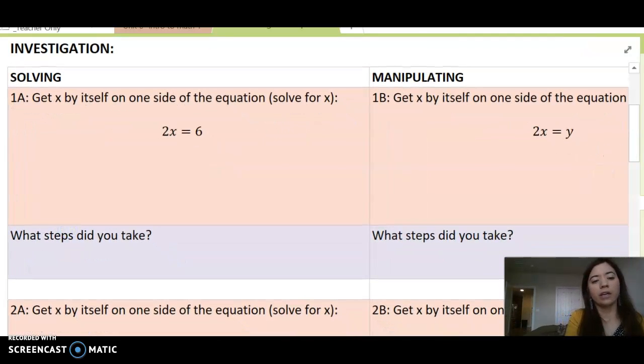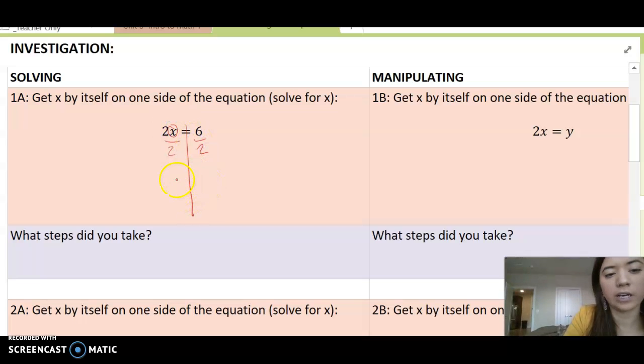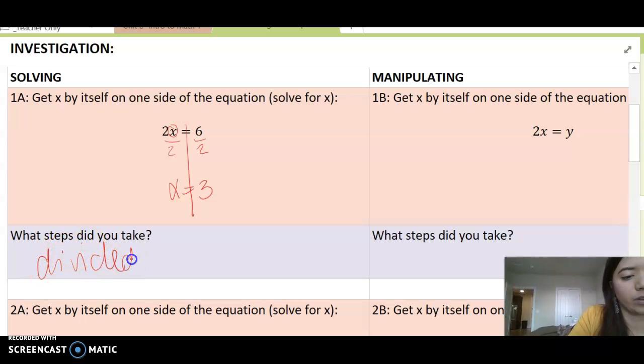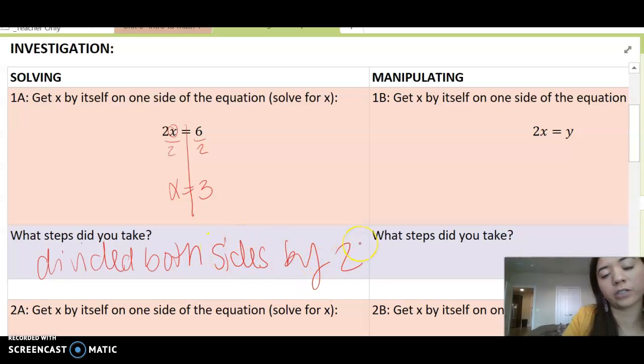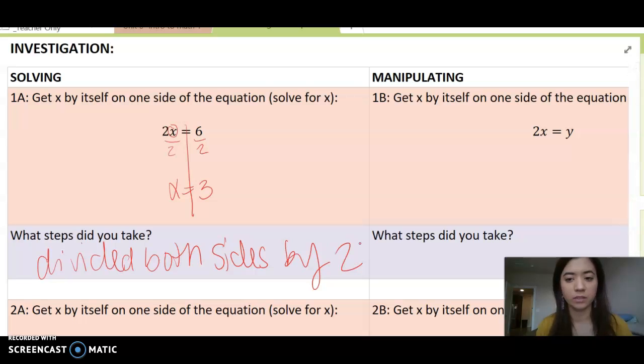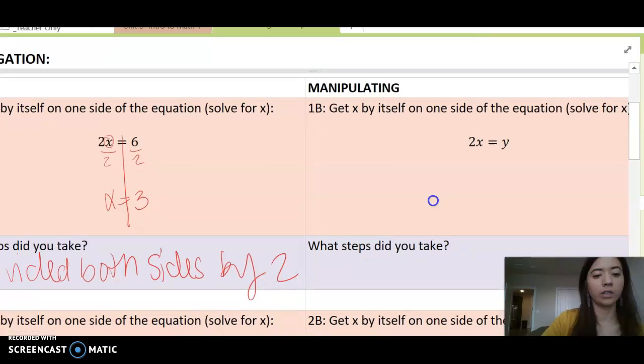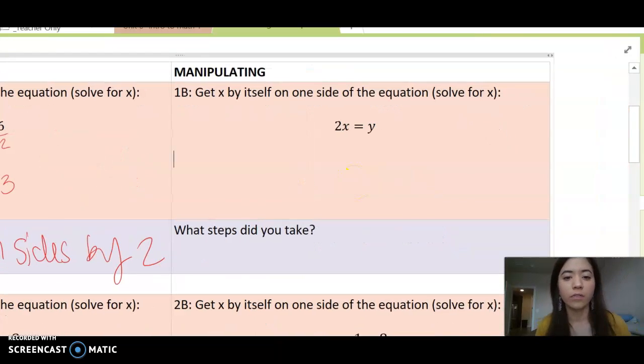So if we were solving this and I wanted to get x by itself, what would I do? I would divide both sides by 2, and I would get x equals 3. So what did we do here? We divided both sides by 2. We got rid of that number that was with the thing I needed by itself. Okay, get x by itself.